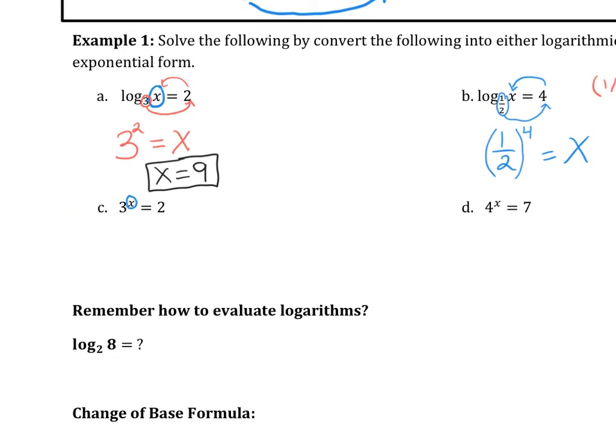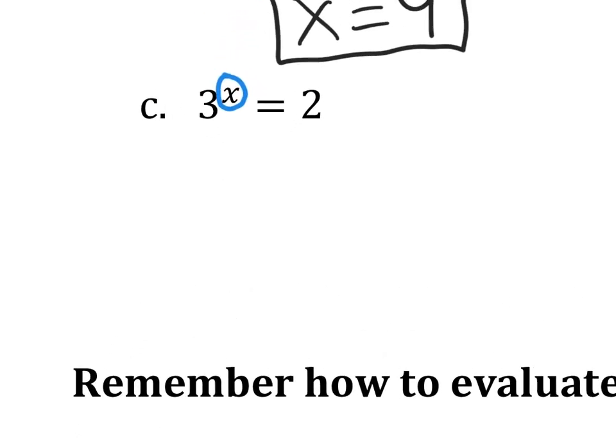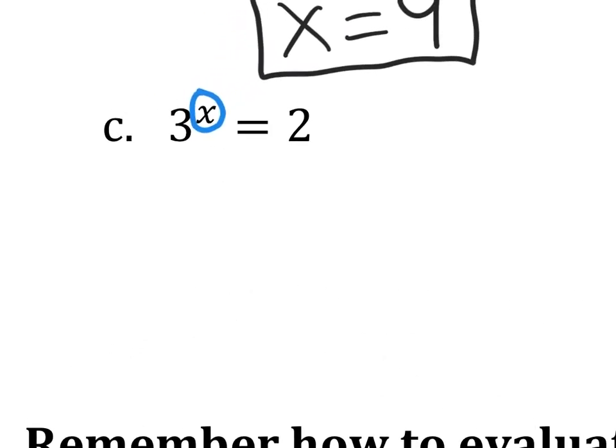Okay, now with letter C, we have an exponential here, but x isn't by itself, so we can't evaluate it as is like we could for a and b. So we can try converting it into log form. So the base of our exponential, this 3, becomes the base of our log.